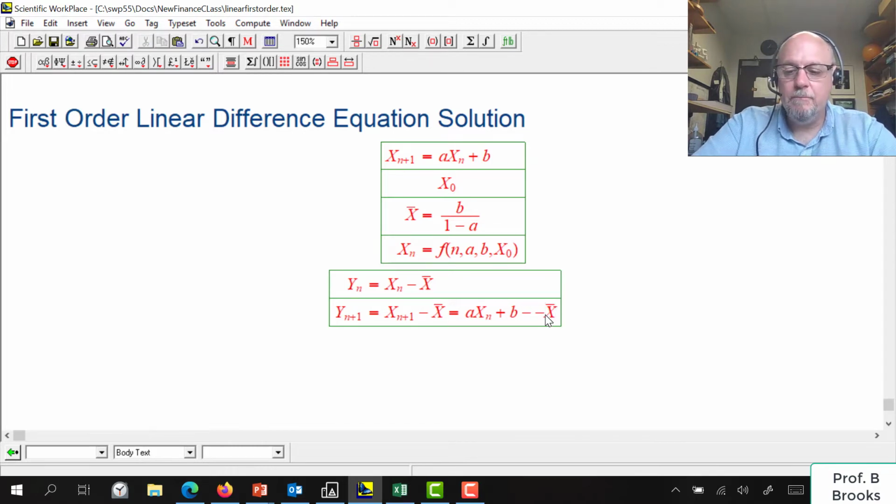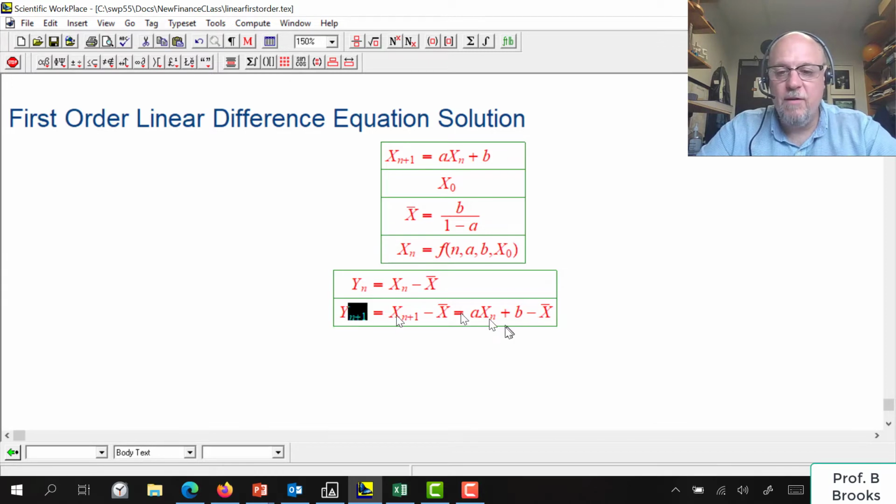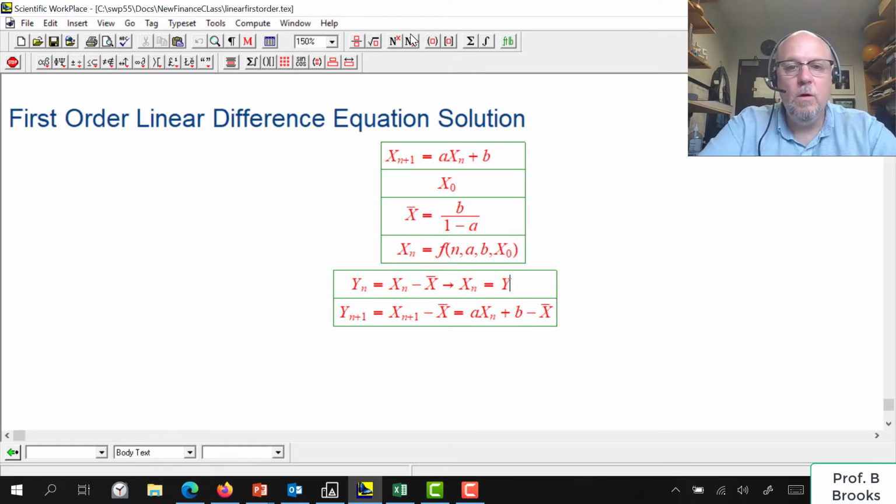So now I've got the next y value is equal to a times the previous x value plus b minus the equilibrium. But let's take a look at this equation that I have here. If I solve this equation for x sub n, I'm getting x sub n is equal to y sub n plus the equilibrium, right? Essentially, I'm just moving this equilibrium piece over to the other side of that equation.